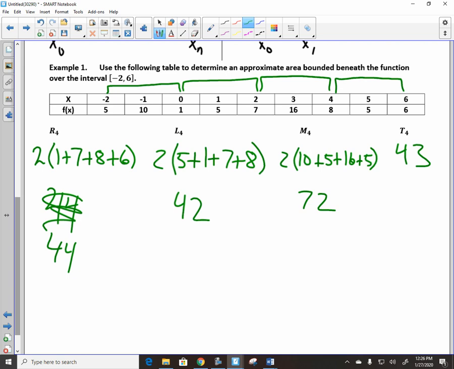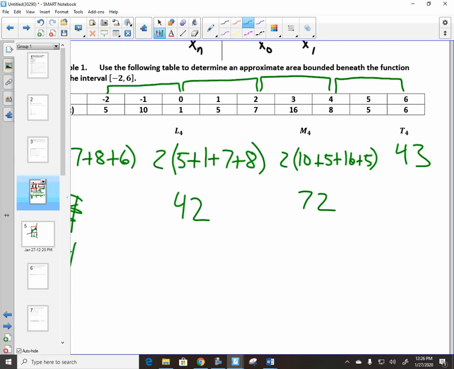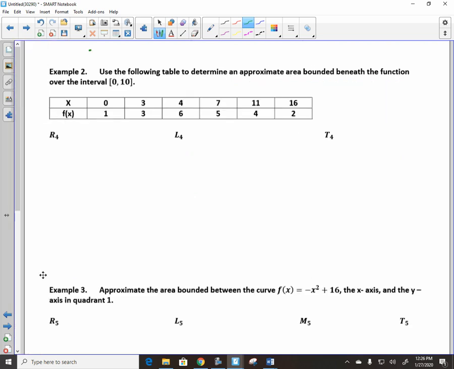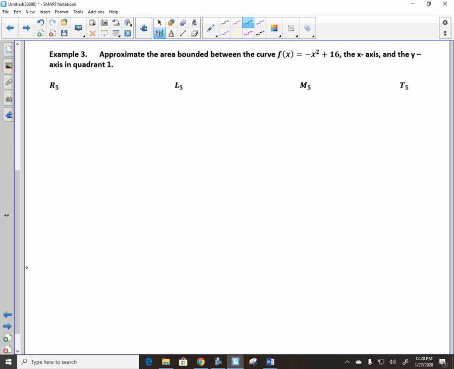What do you think? Could you do a table example? Excellent. Flip it over. Okay, so we're going to skip example 2. It's not that important right now. We look at example 3.